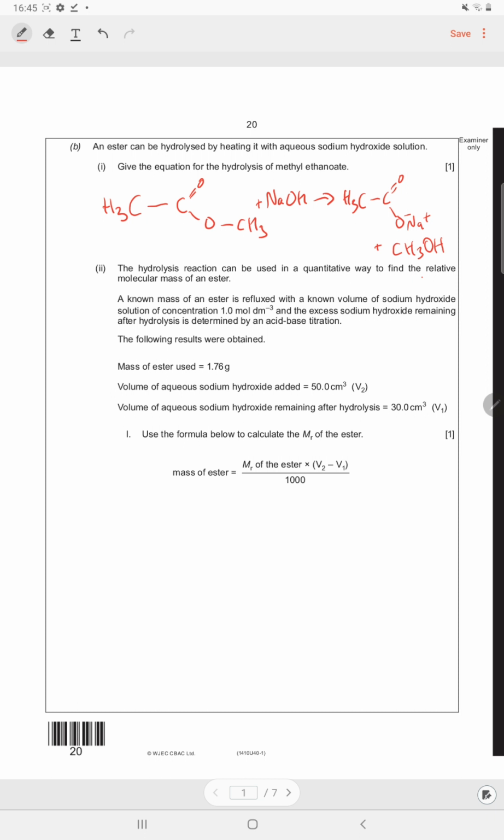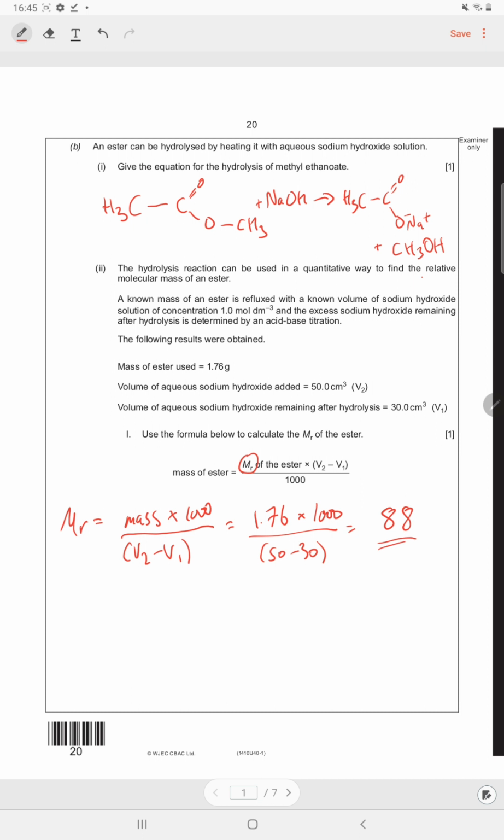Right, the next one, you can read all through that. I'm sure you've read through it, but it's very straightforward. I hope you'll find you just have to rearrange the equation. So we're trying to find the MR, right? So if you rearrange that, it becomes mass times 1000 divided by V2 minus V1. So just rearrange it and put your figures in. So it's 1.76 times 1000 over 50 minus 30. So it gives you an MR of 88.